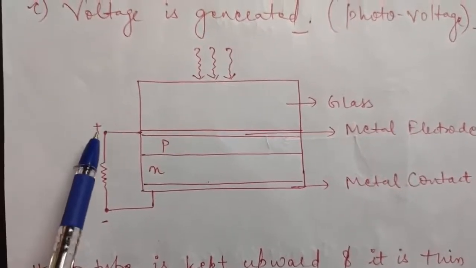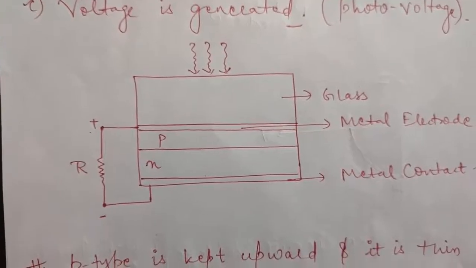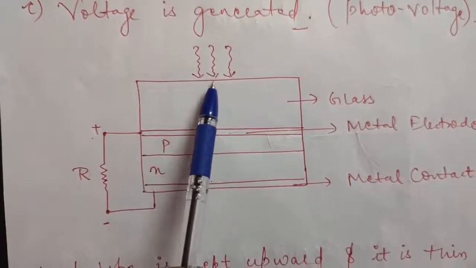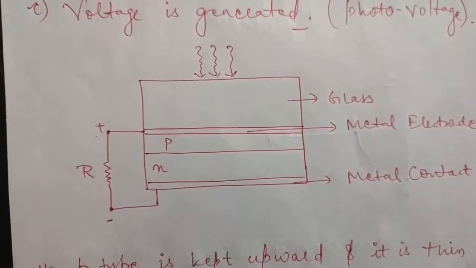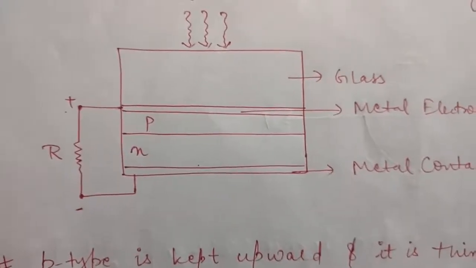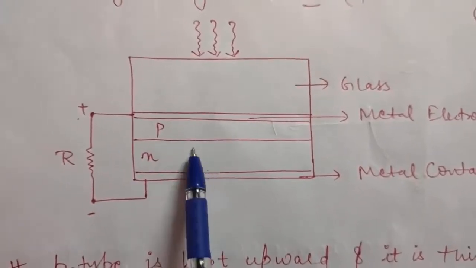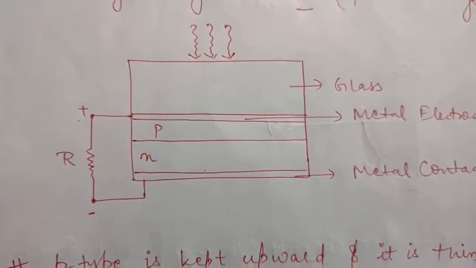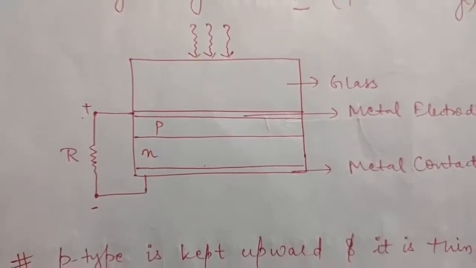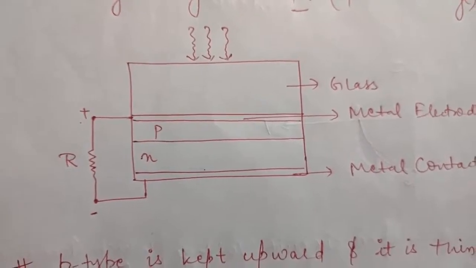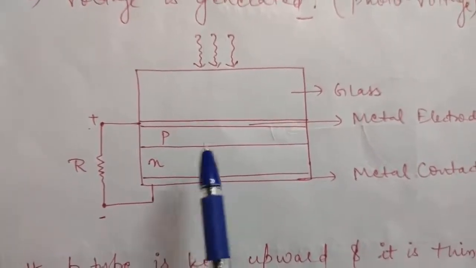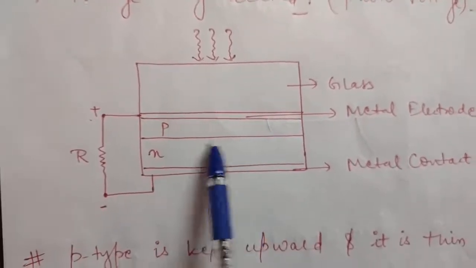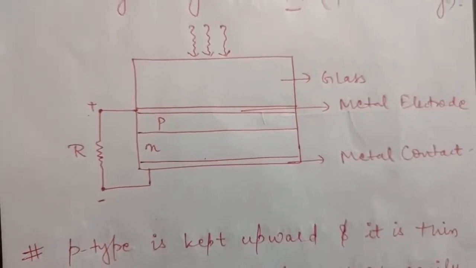And why I have written a positive and negative sign here, that also I'll tell you in just 1 or 2 minutes. So now what will happen, as soon as these photons reach this p-n junction, electron hole pairs will be generated. But remember one thing, electron hole pairs will only be generated in the depletion region for those photons which have energy greater than or equal to band gap energy. This I have told you earlier also. So the photons which have energy equal to or greater than band gap energy, when they fall on the depletion layer, will produce electron hole pairs.